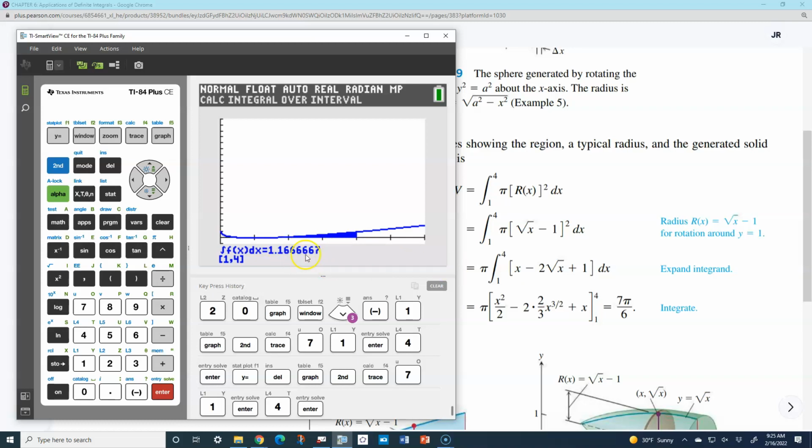I just need to figure out what 1.16667 is as a fraction, and then put a pi with it. And 1.16667 is 7/6. And then just put a pi with it, because just remembering that we left pi out of it, so that we could put pi in there as part of our answer. Does that make sense?